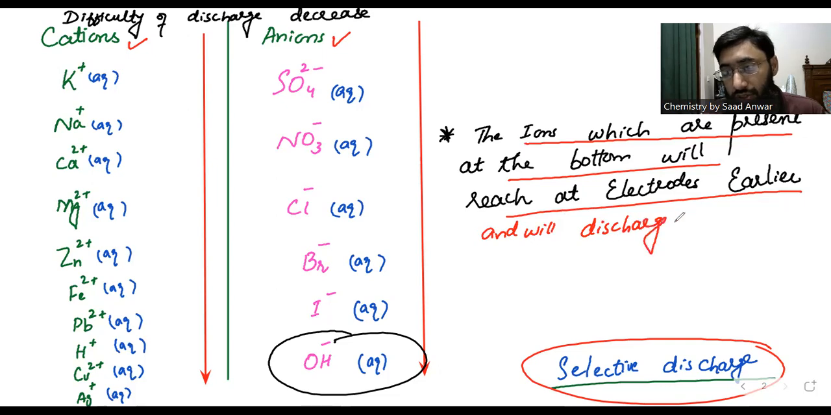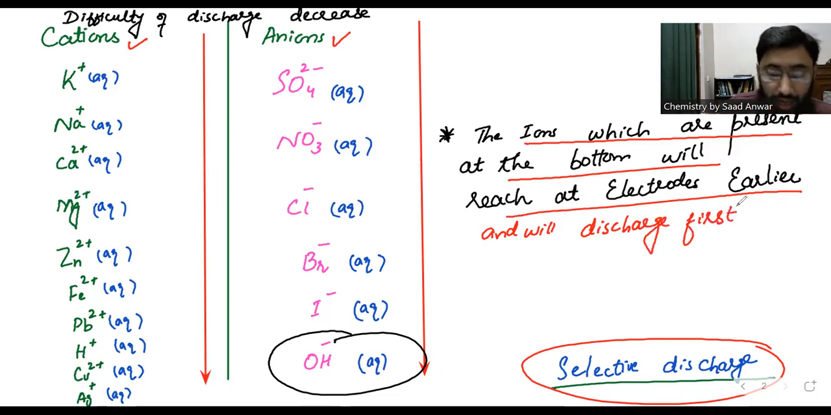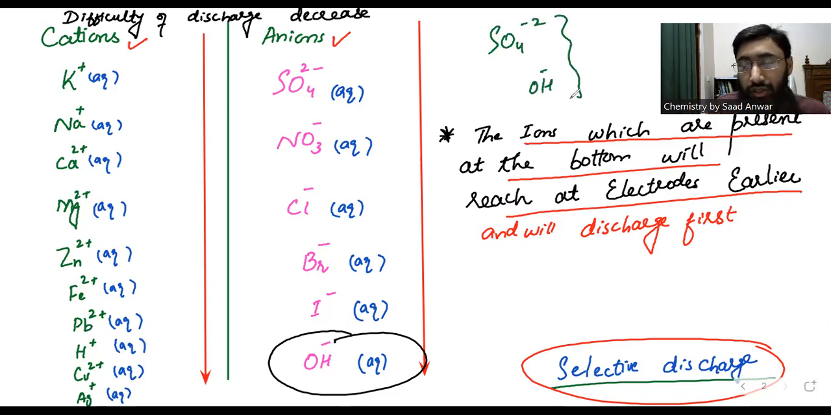What does the term discharge mean? Discharge means whether that ion will oxidize or reduce, whether that ion will gain an electron or donate an electron. And now I have to decide between sulfate ions and hydroxide ions, which ion reaches the electrode earlier.